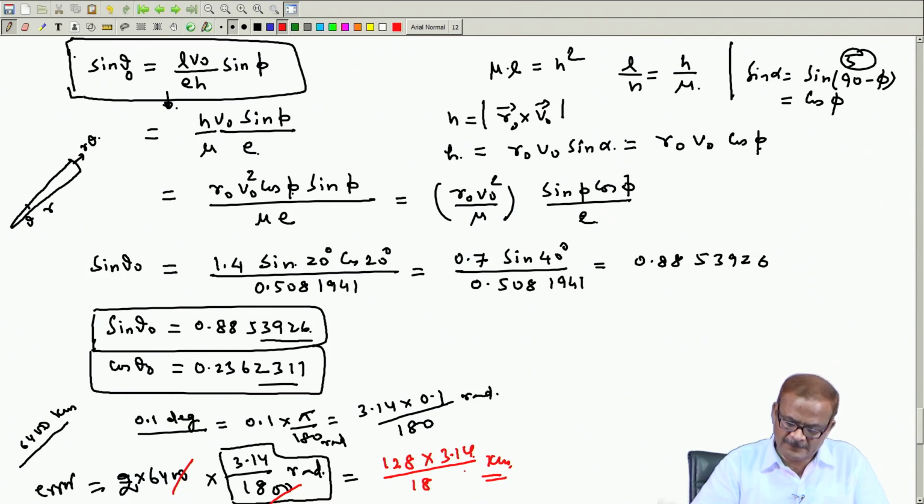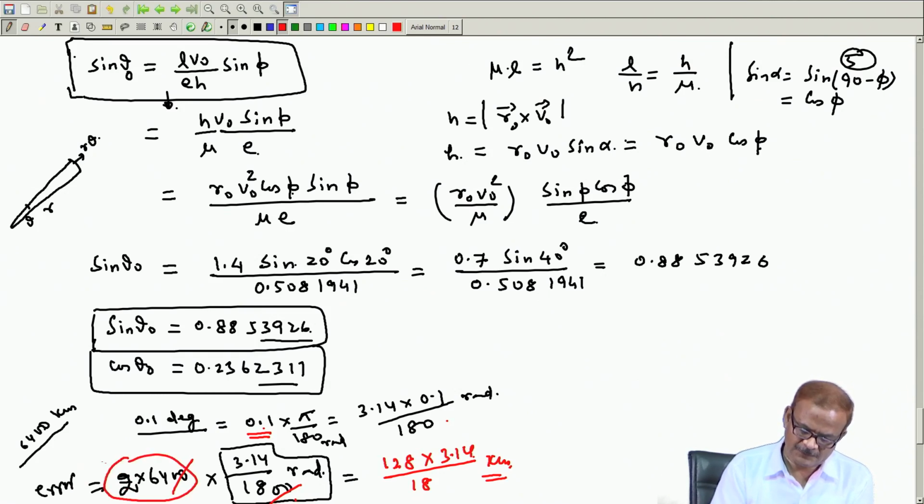So, 0.1 degree of error. Let us check once more. This is 0.1 degree. So, 0.1 degree times pi by 180 radians, it is converted, and pi is 3.14, 0.1 divided by 180. So, we convert it to 1 by 10. So, this is 3.14 by 1800. And this is multiplied by the distance we were looking for, 2 times r 0. So, at that distance, how much error will we be making?